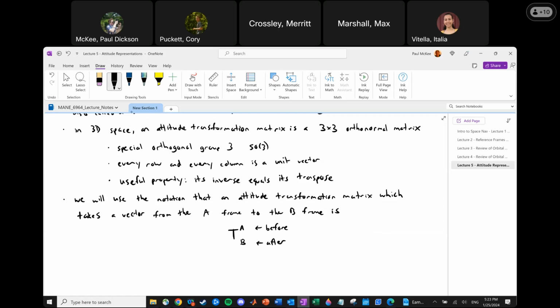All right. It occurs to me that I might have put the cart before the horse a little bit because we did some attitude transformation matrix work last lecture in the discussion of orbit elements. So y'all have seen this once before, but hopefully now it makes a little bit more sense.